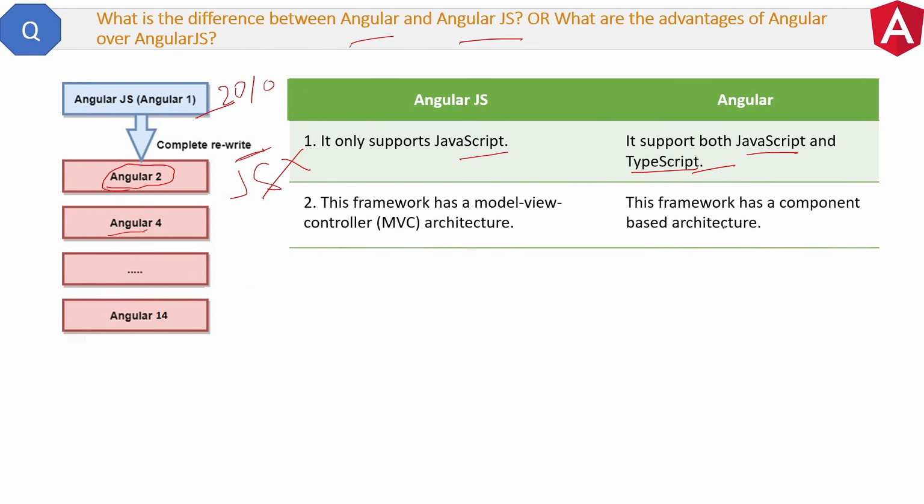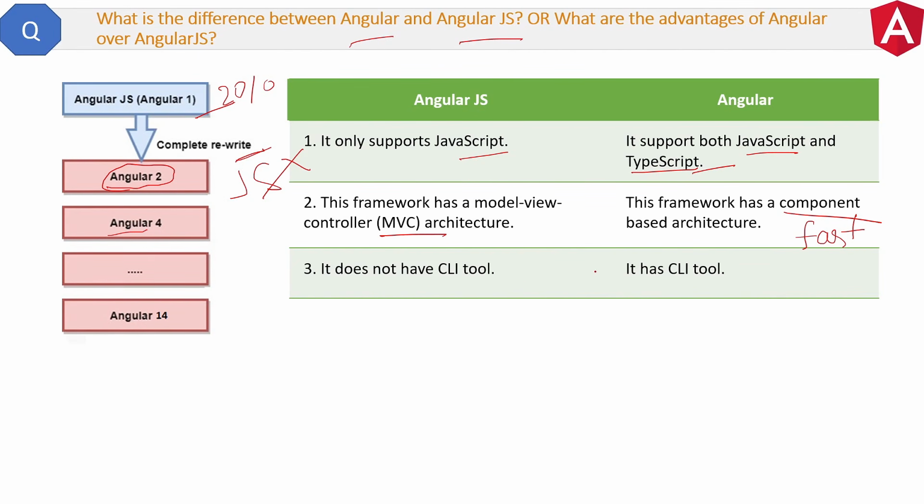Second difference is AngularJS has a model view controller architecture, whereas Angular has a component based architecture, and component based architecture is much faster than MVC architecture. Then AngularJS does not have a CLI tool, but Angular has a CLI tool, with which you can easily create components, services and other things with the templates.